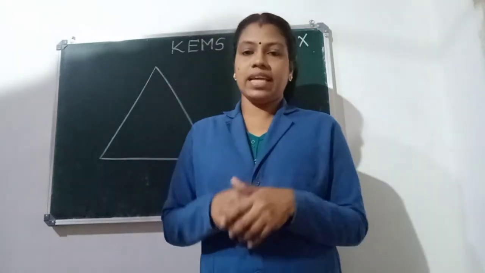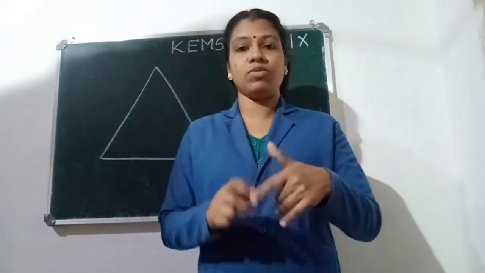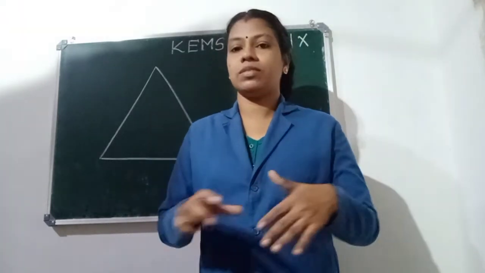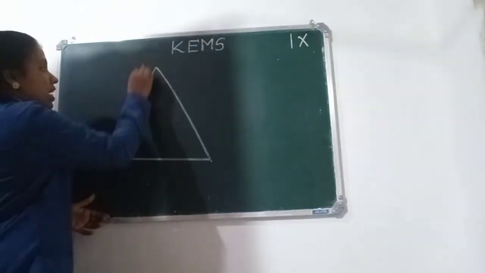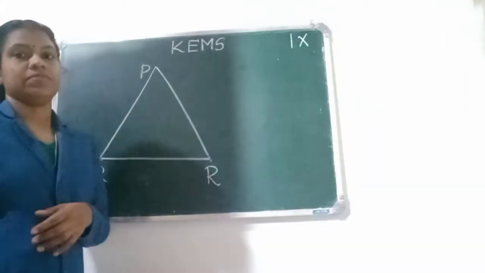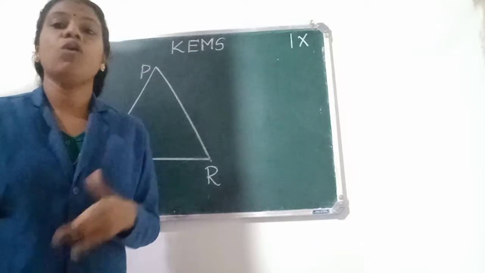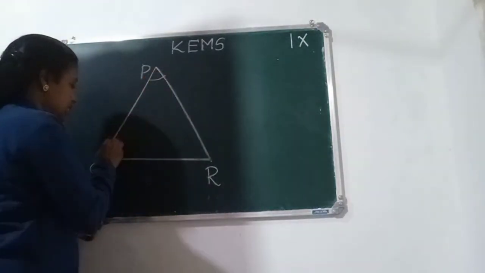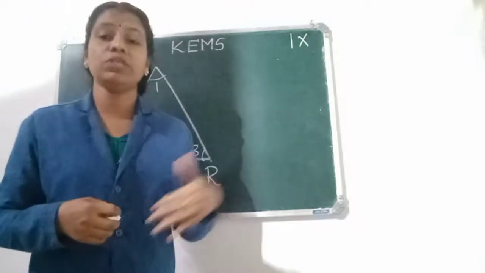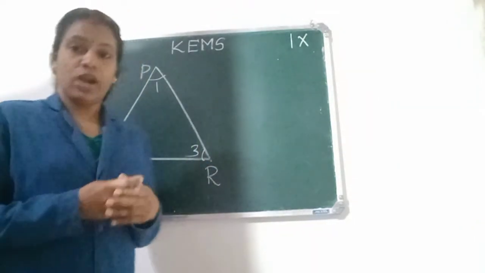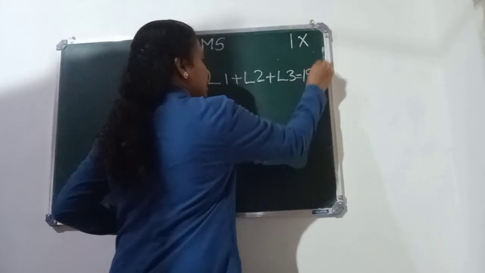Let us prove these statements using axioms and theorems related to parallel lines. First one, angle sum property of a triangle. Let us prove this. We are given a triangle PQR, and we need to prove that the sum of the three angles is 180 degrees. Let us name these angles as angle 1, angle 2 and angle 3. So we need to prove angle 1 plus angle 2 plus angle 3 equal to 180 degrees.